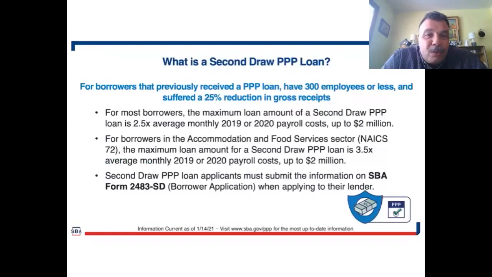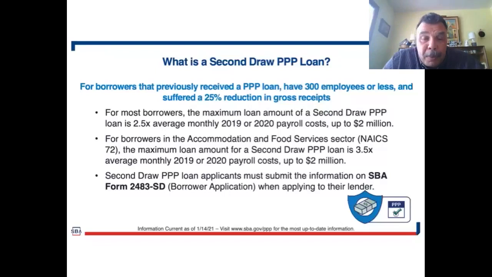What is the second draw PPP? Well, you got a first draw, which was under the CARES Act, and that's the one where we ran out of appropriations on August 9th. Now we're coming up with the second draw. So the second draw means simply this. It is your second sip at the well of the PPP. So if you had a draw one, now you're going to have draw two, but it's a little bit different.